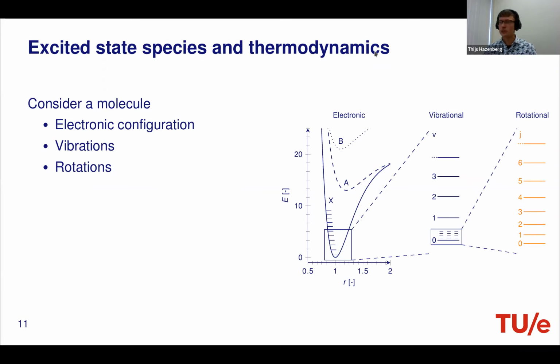So consider a molecule, and it has an electronic configuration. In the classical Bohr model, you have these shells with electrons in them, and they can be moved up by a single shell. When you do quantum mechanics, it's a little bit more complicated.